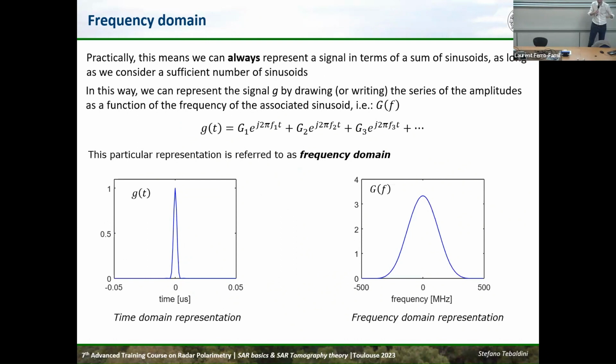So this means that I can represent a signal either in the time domain, so as a function of time, or in the frequency domain. What does it mean? That instead of representing the variation of the signal in time, I just tell you the strength of the sinusoid at every particular frequency. So this graph is to be read as the sinusoid at 0 Hertz has a strength of, what is that, 3 something. The sinusoid of 100 Hertz has a strength of 2, and so on. If we sum up all the sinusoids with those strengths, then we get back to the original signal G.